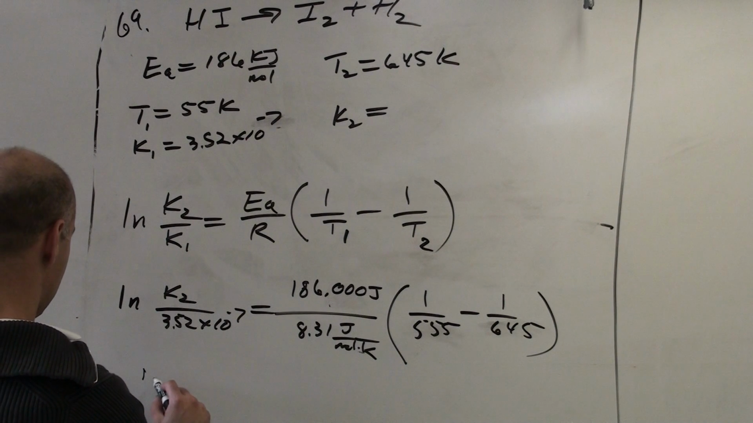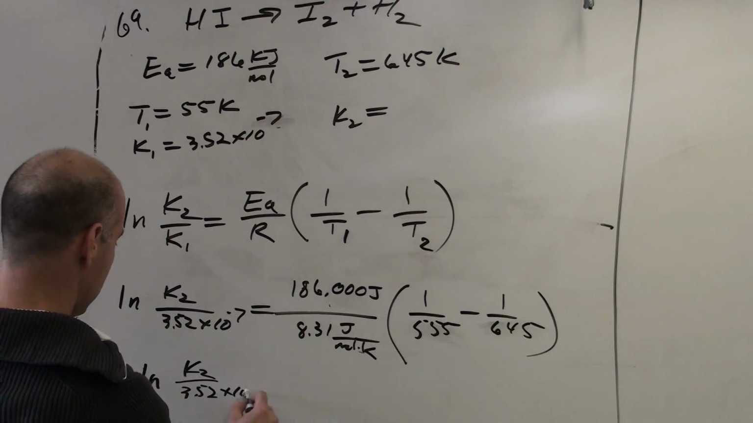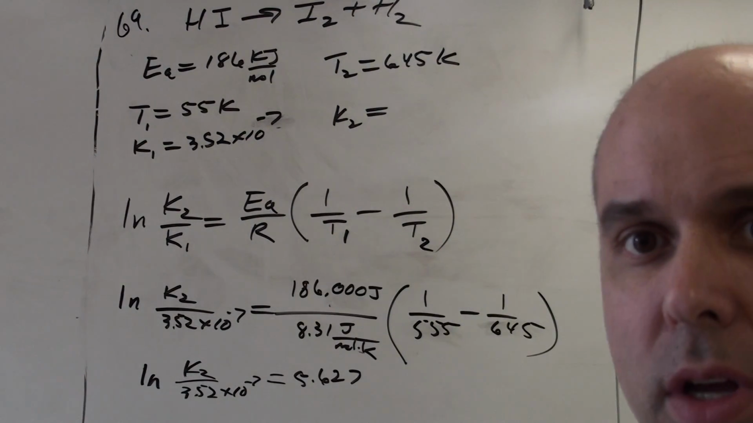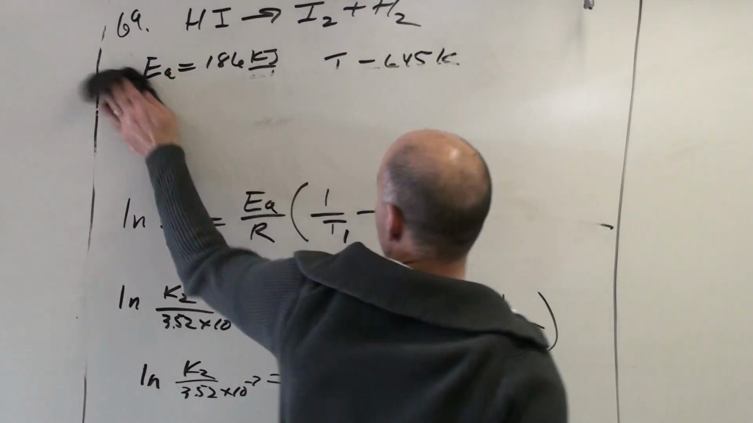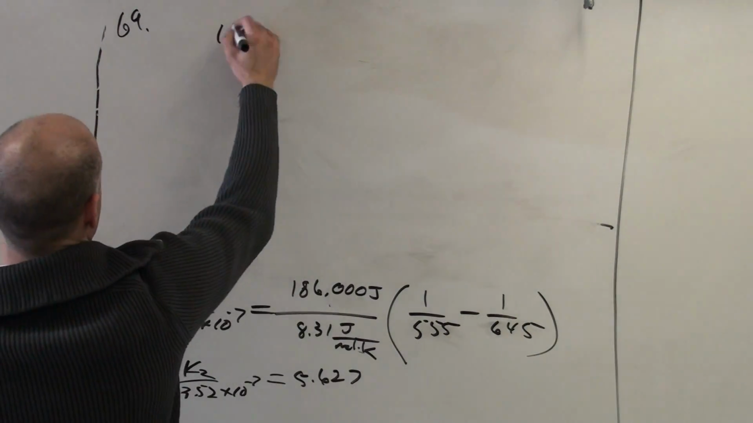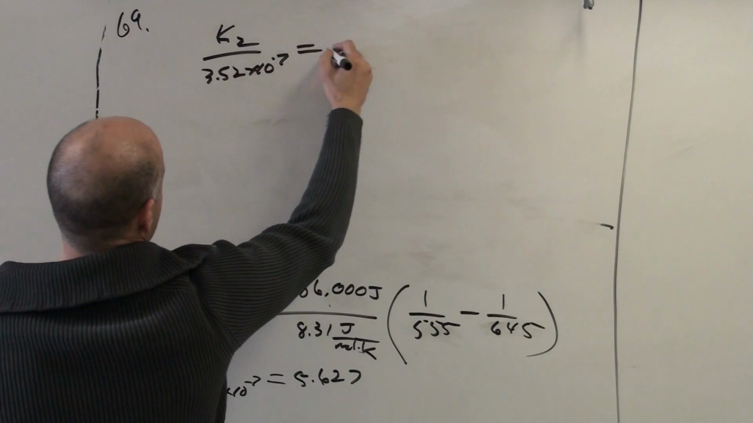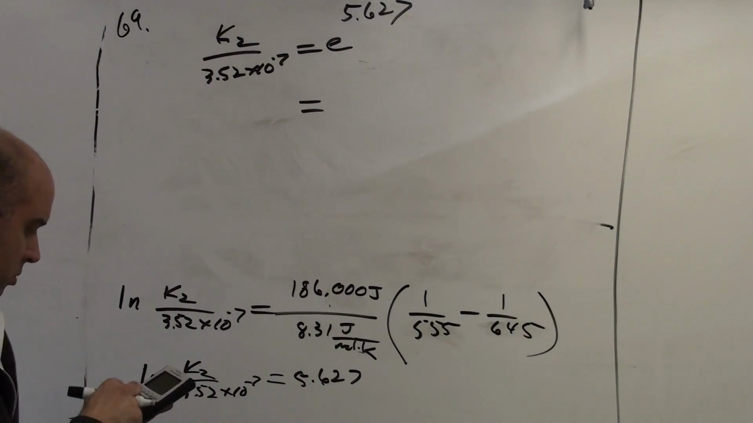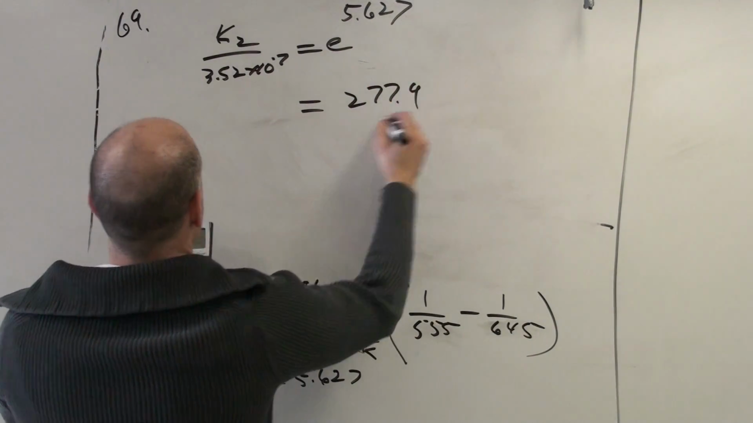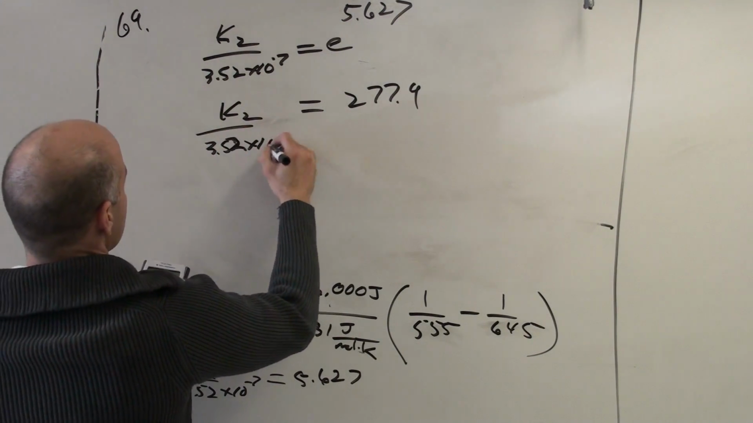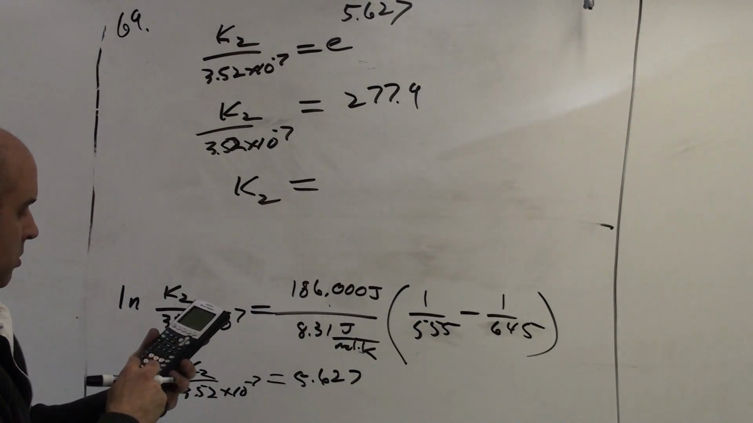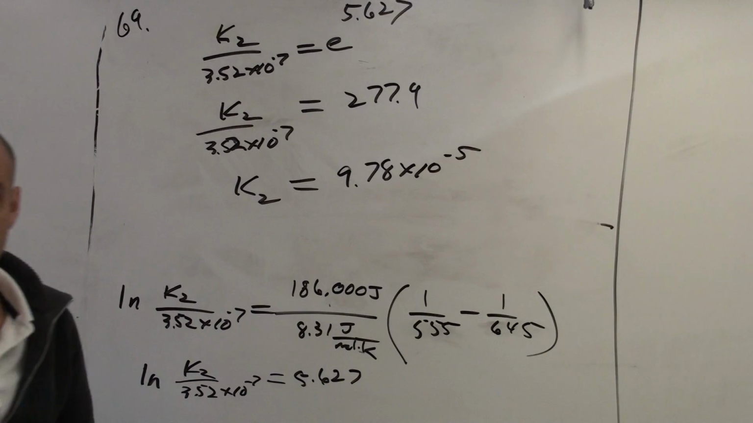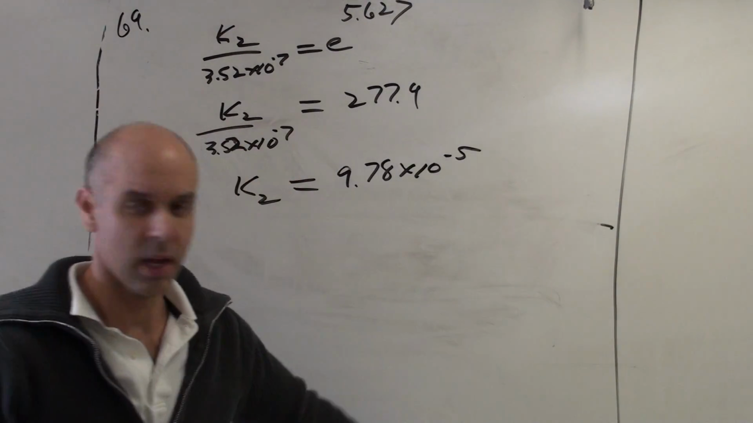So I got ln of K2 over 3.52 times 10 to the negative 7th is equal to 5.627. And if I'm going to get rid of the ln, I have to take the exponential of both sides. So then I end up with K2 over 3.52 times 10 to the negative 7th equals e to the 5.627. So that becomes 277.9 equals K2 over 3.52 times 10 to the negative 7th. So my new K value is going to be that. It helps if you use the right equations.